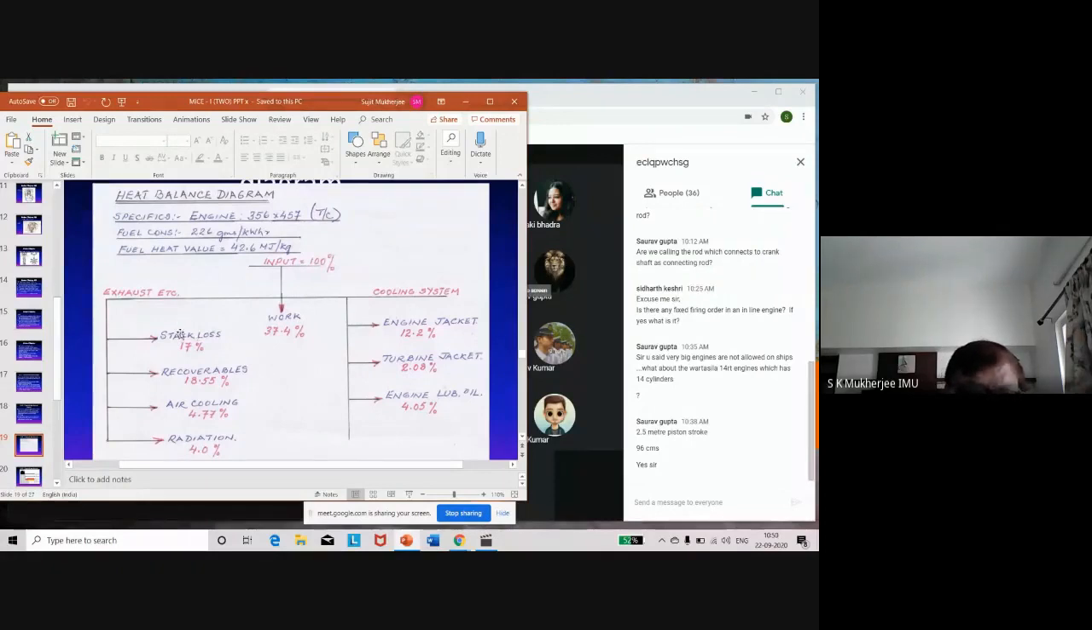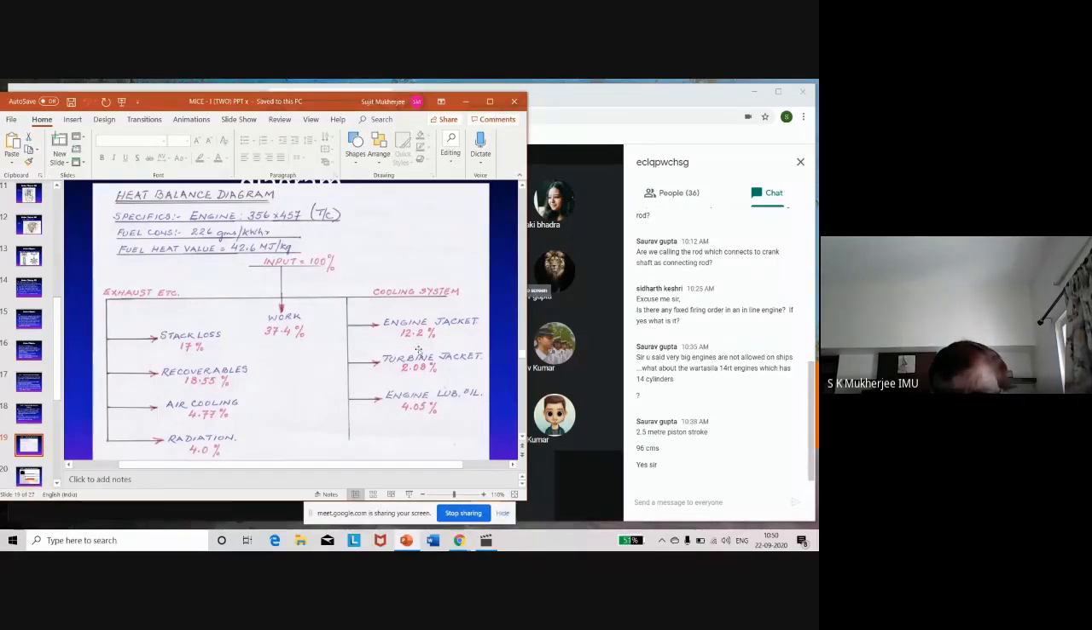The stack losses. Stack losses means what is going up the stack. Recoverables, which amount to boilers, etc., where the heat energy can be recovered. Air cooling causes a loss of 4.77% of that energy. The radiation loss is about 4%. The heat loss to the cooling water in the engine jacket is so much. But I suppose not everything is lost because part of it goes into the recoverables here.